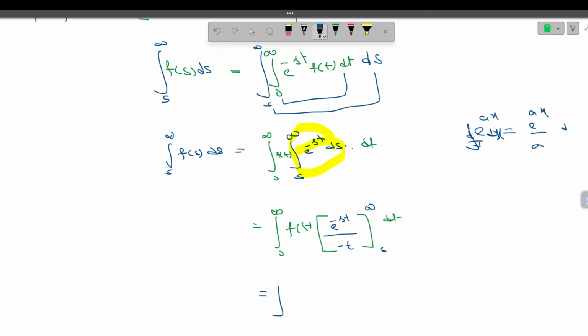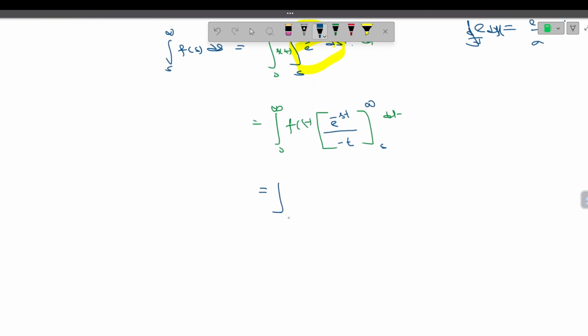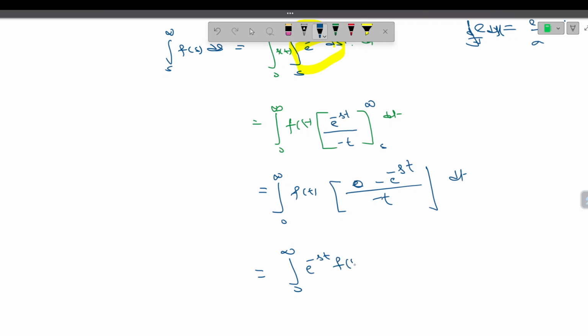Okay, that's it. So now this is s to infinity. So 0 to infinity, you see f of t as it is, minus t denominator, dt. Upper limit, if you substitute, e to the power of minus infinity is 0, minus e to the power of minus st. So minus minus getting cancelled, it is the integral from 0 to infinity of e to the power of minus st f of t divided by t dt.